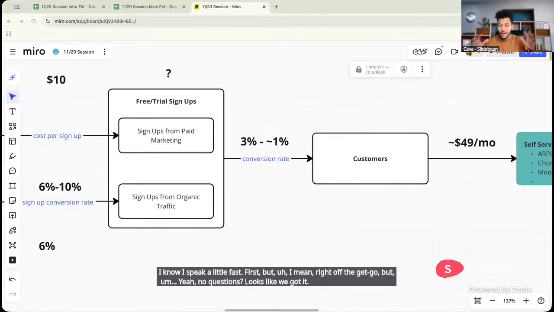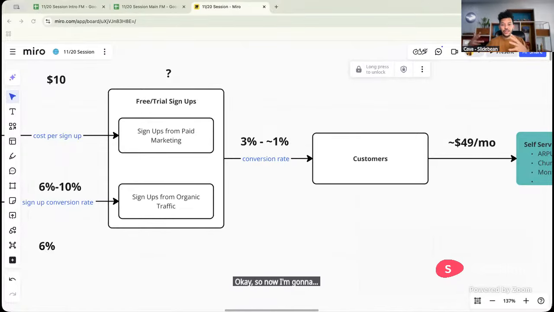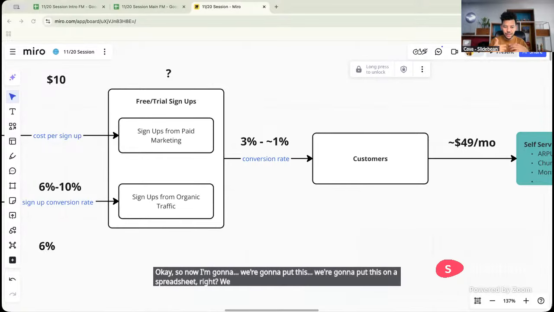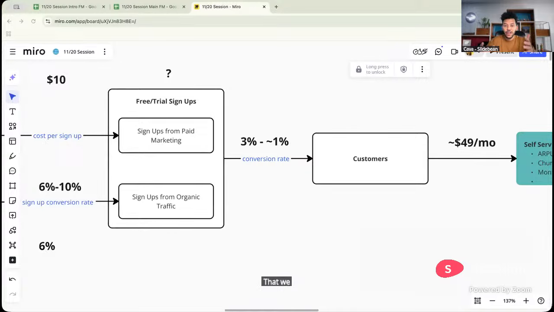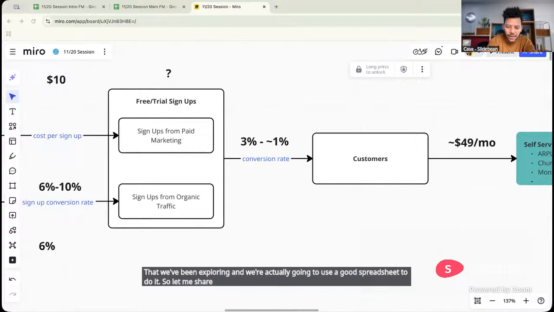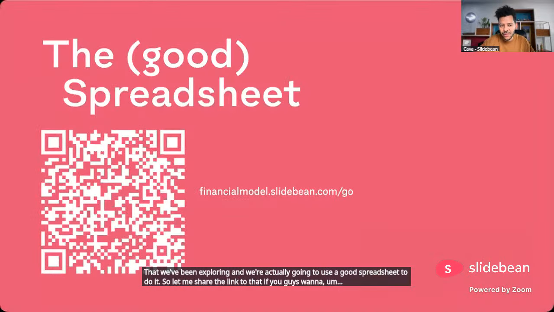Okay, so now we're going to put this on a spreadsheet. We're going to use this logic, this flow chart system that we've been exploring, and we're actually going to use a good spreadsheet to do it. So let me share the link if you're impatient and want to download it.